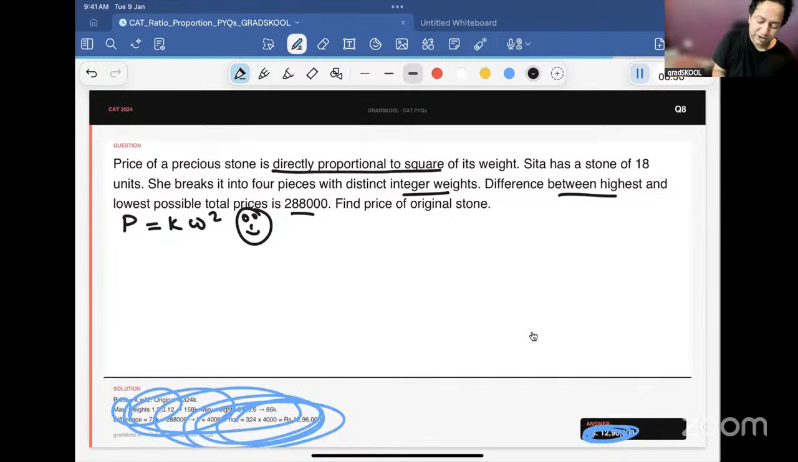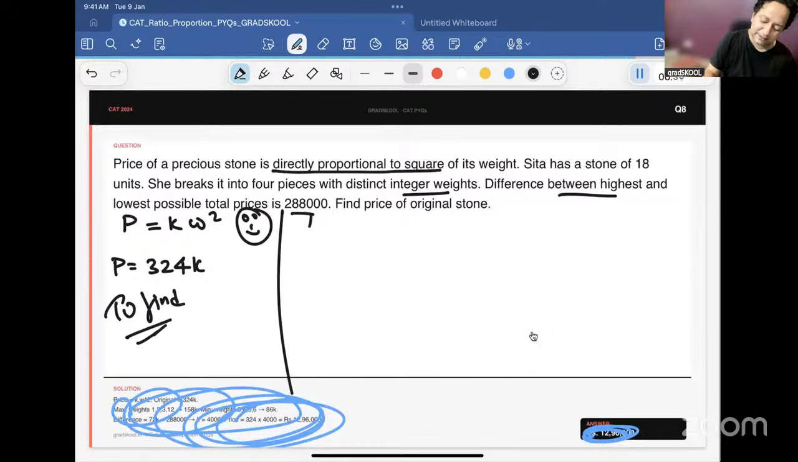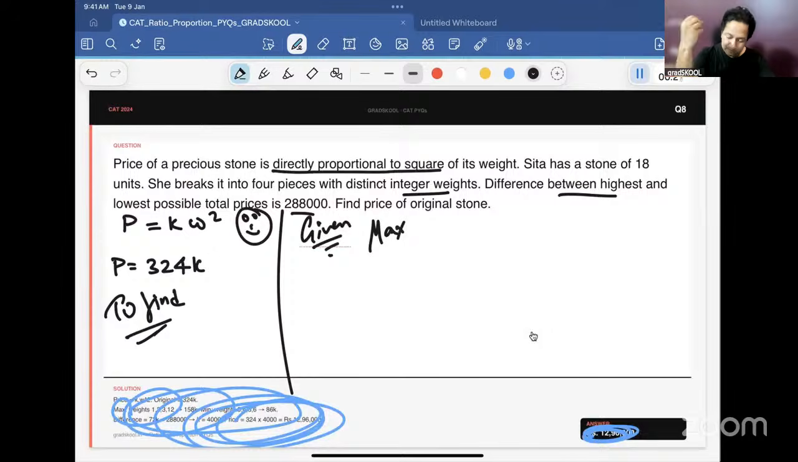By the way, the weight is 18 initially, so the price is 18 squared, which is 324. So 324K is what we have to find. We know what to find. Now, what is given to us? It says it breaks into four pieces. We don't know the weight of those four pieces. So we need to take two cases: in one we want to have the maximum possible price, in the other we want to have the minimum possible price.